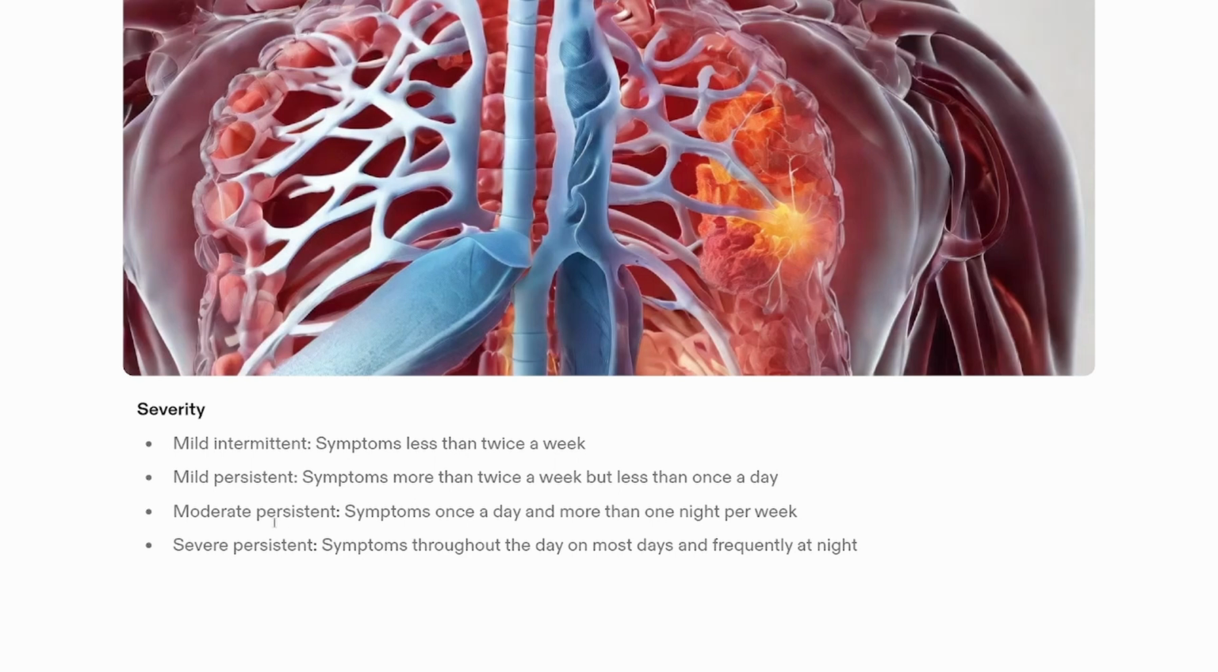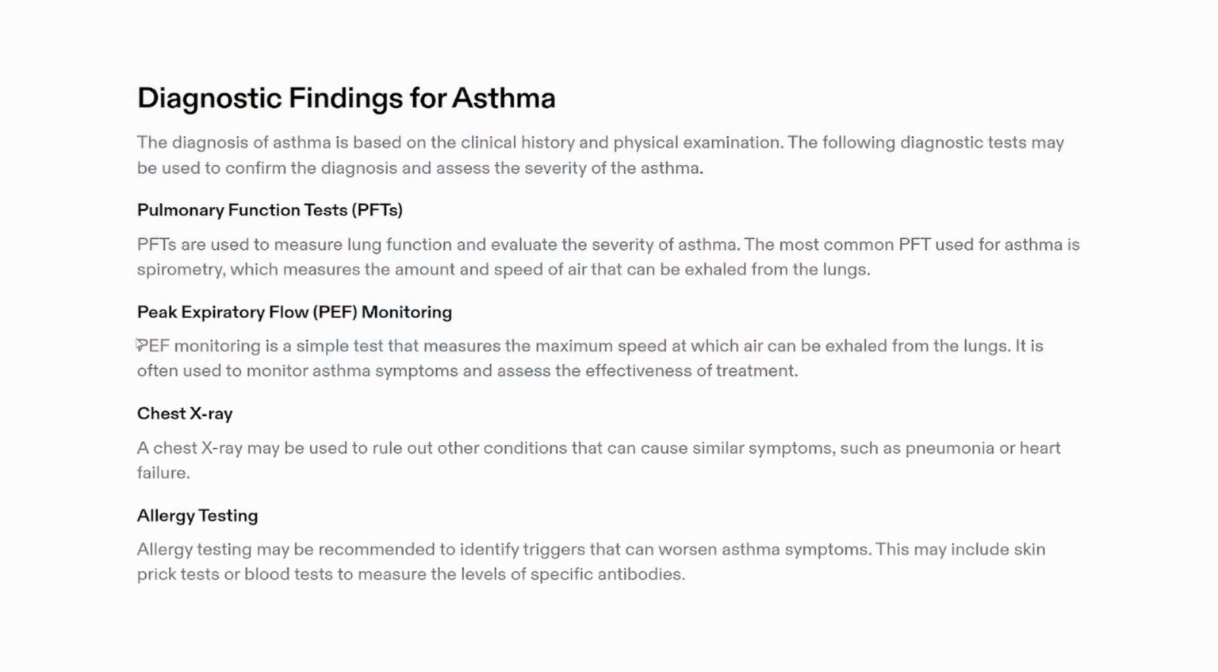But in moderate persistent, symptoms once a day will be seen and more than one night per week. Mostly it will be seen at night. In severe persistent, there are symptoms throughout the day, observed continuously on most days, and frequently at night. How can we identify asthma?